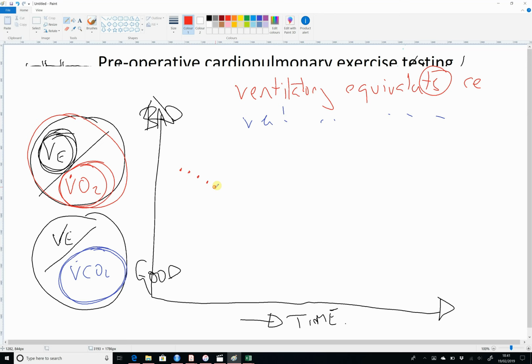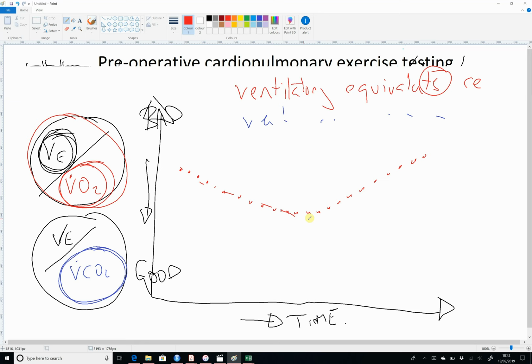As time progresses, it comes down, and then it goes up. Okay, so before I draw on carbon dioxide, let's just try and understand that what this means is that during a single test in the same patient, their gas exchange improves because these dots go down. So why does gas exchange improve during an exercise test?